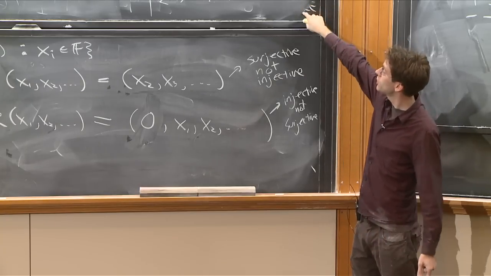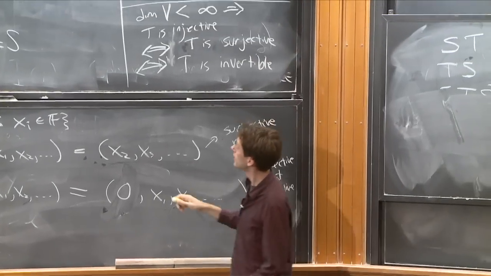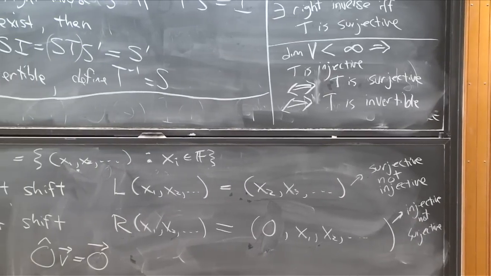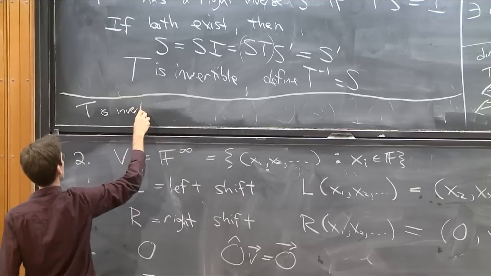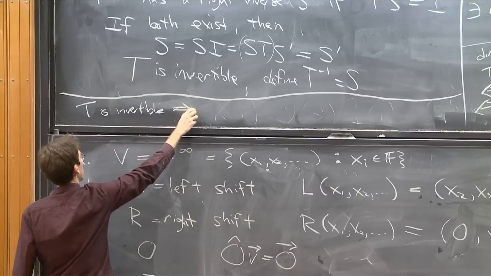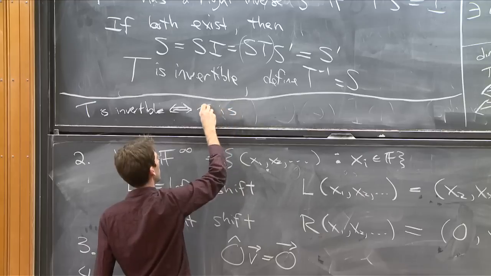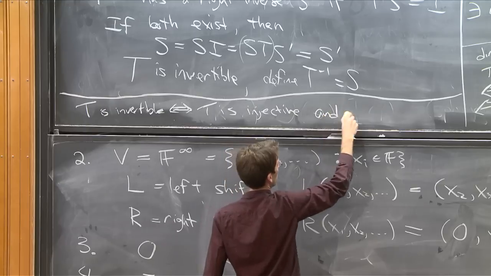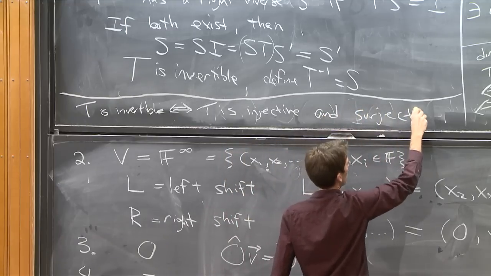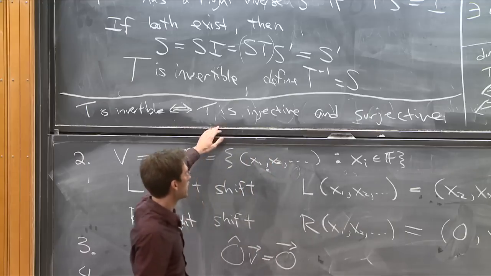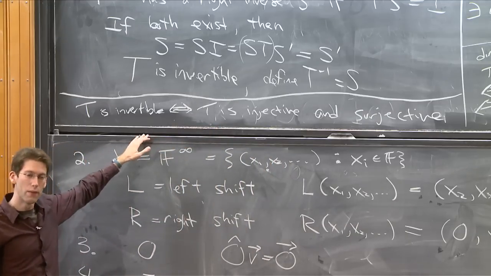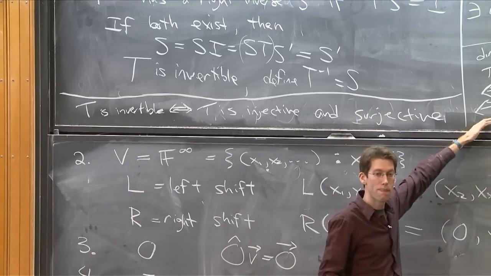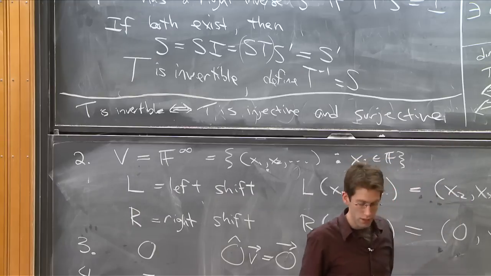So in infinite dimensions, we cannot say this. Instead, we can say that T is invertible if and only if T is injective and surjective. So this statement is true in general for infinite dimensional vector spaces, and only in the nice special case of finite dimensions do we get this equivalence.